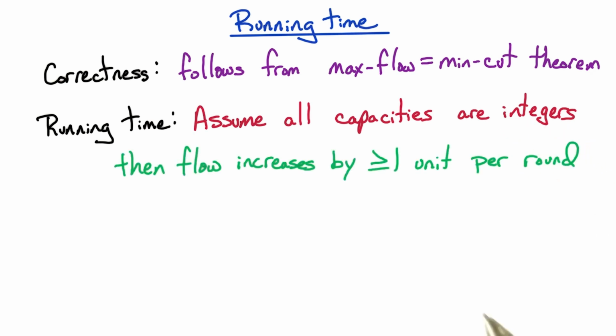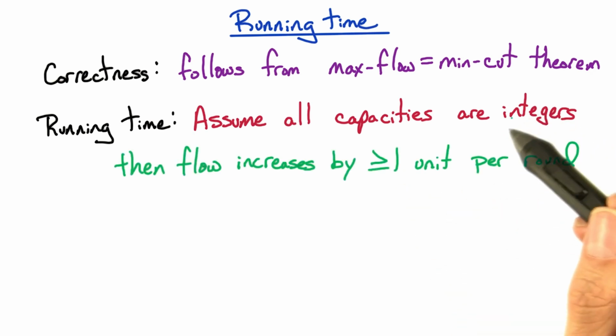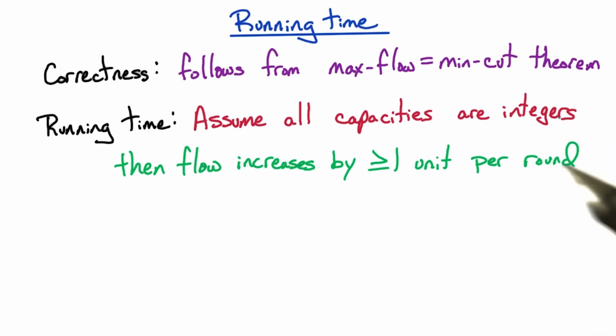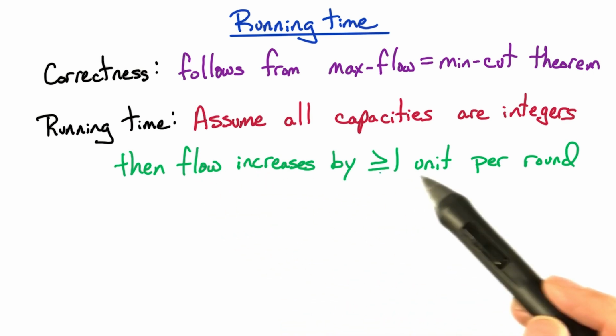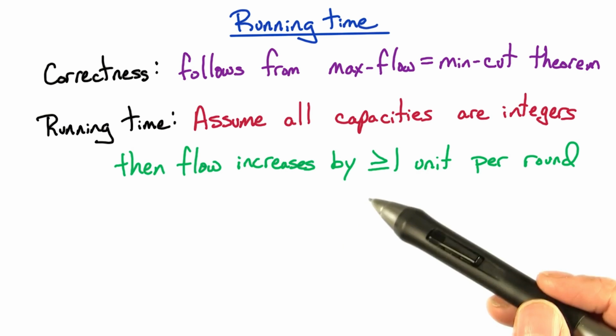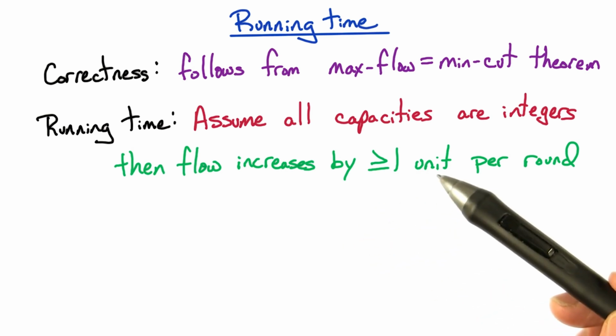Now, if all the capacities in the residual network are integers, therefore they're all at least 1, since they're all positive, then the flow is going to augment by at least 1 unit, because the capacity of this path will be at least 1 unit.